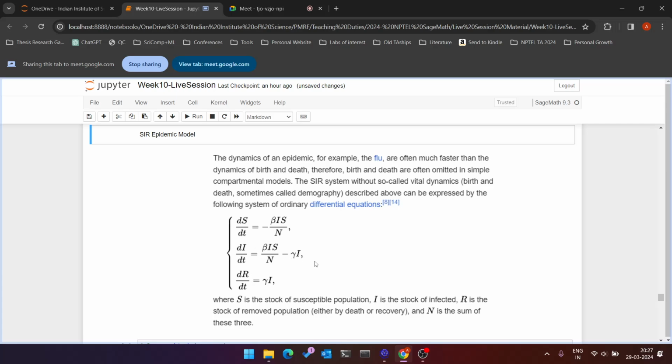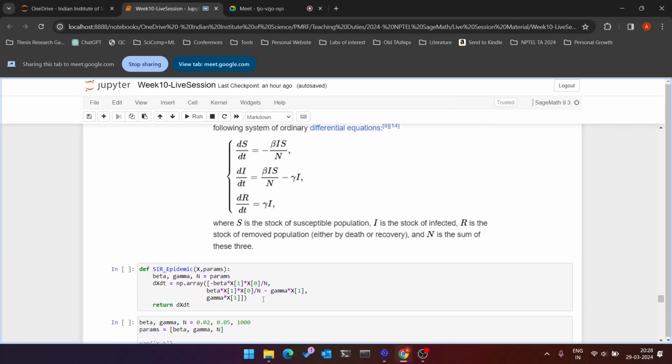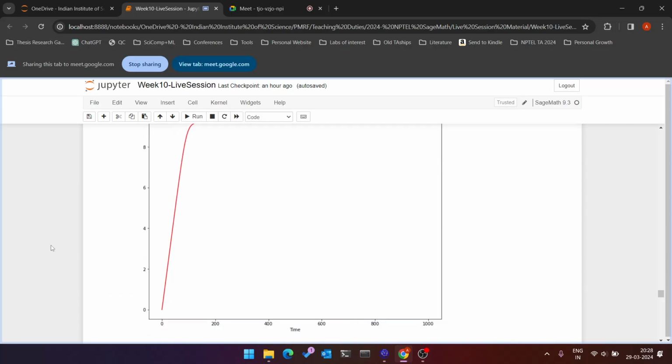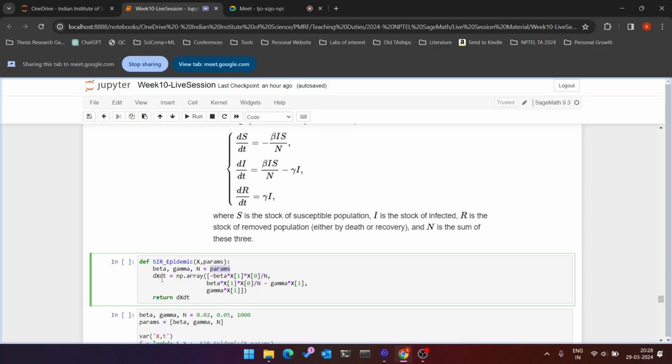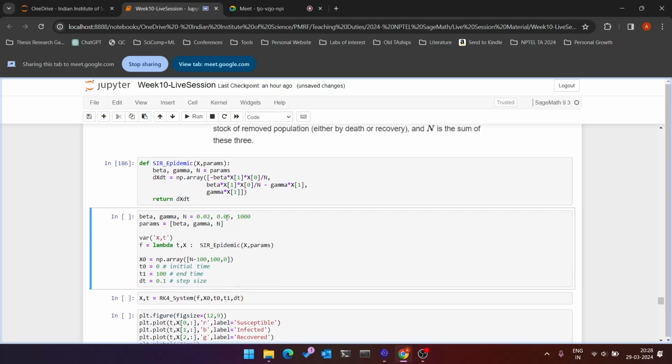So the number of infected goes down by gamma I. And then my dr by dt is my rate of increase of my recovered population from the total population, and I basically use these three equations to write down the rate of change of system state capital X. So beta, gamma, n are my parameters, and dx by dt is the rate of change of my system. Three variables, so three differential equations specified in this 3 by 1 array. Next, I specify my beta gamma parameters.